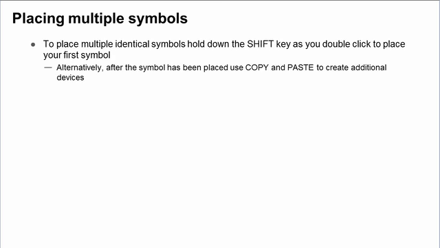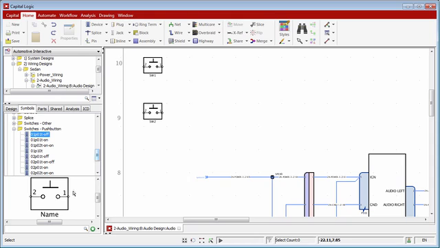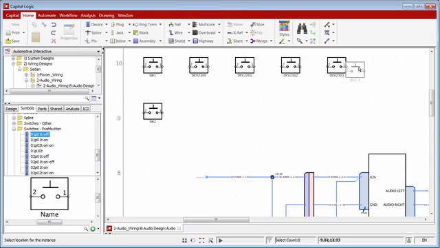To place multiple identical symbols, we hold down the Shift key as we double-click on the symbol. Alternatively, you can copy and paste as usual to create additional devices. To add multiple symbols in one go, I press the Shift key and then double-click in the graphical area, and I can instance them now. Notice as soon as I instance one, a second instance jumps onto the cursor. When I'm ready to finish here, I can press the Escape key and exit the insert mode.